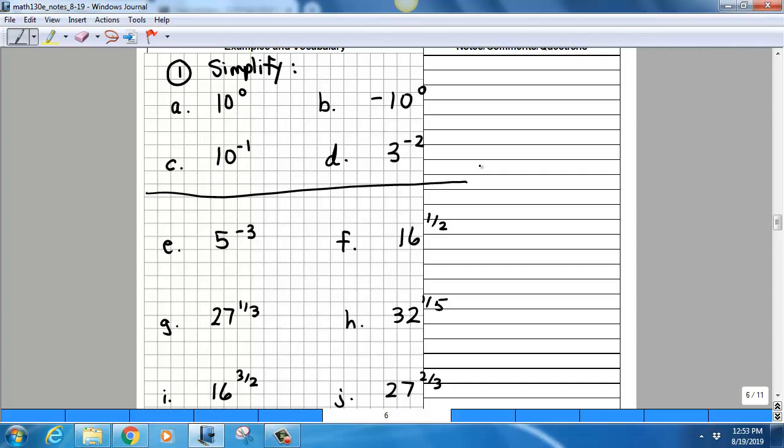Just based on those rules, I can't show you the rules at the same time, so sorry about that. You just have to remember them as best you can, what we just talked about. So 10 to the 0th, minus 10 to the 0th, 10 to the minus 1, 3 to the minus 2. We'll get to the other ones later. If you want to work ahead, that's fine, but we'll get to those in a second.